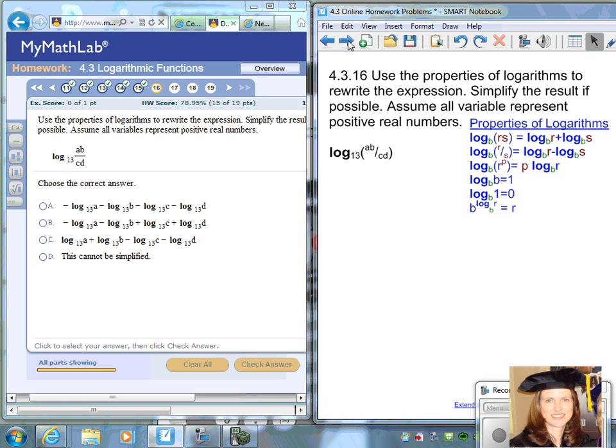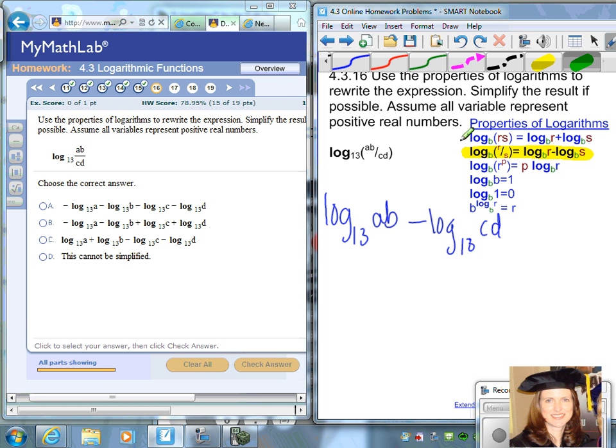Okay, let's look at number 16. We want to use the properties of logarithms to rewrite the expression and simplify the results. Here we have log base 13 of AB divided by CD. We're going to use the quotient property to break up that numerator and the denominator. So we can write this as log base 13 of AB minus log base 13 of CD. Now we want to break up the AB and the CD.